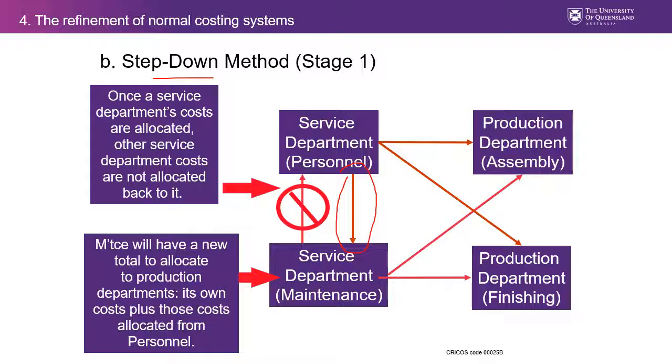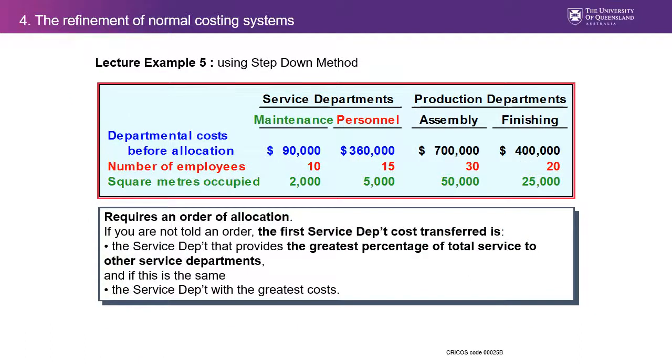And then we allocate from the service departments to the production departments, using the same information. We've got 90,000 of maintenance costs, 360,000 of personnel. We know that maintenance we allocate based on square meters occupied, and personnel we allocate based on the number of employees.